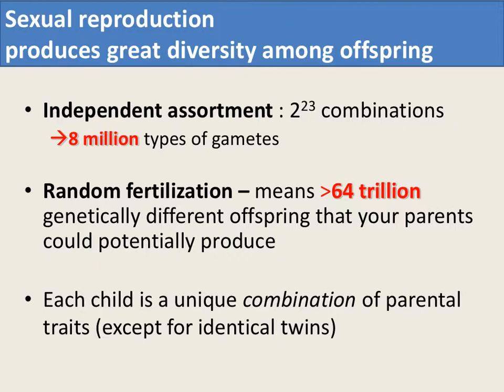And then the female produces these eggs, and there's 8 million assortment, and male 8 million, and so you can end up with 64 trillion genetically different offspring that your parents could potentially produce. So each child is a unique combination of parental traits, except for identical twins.